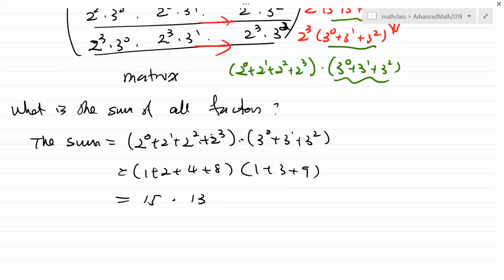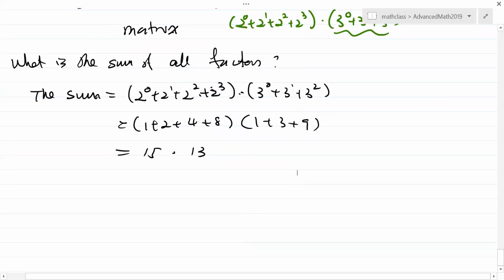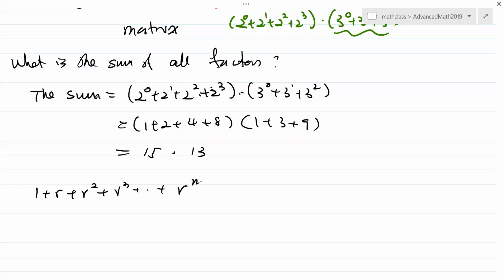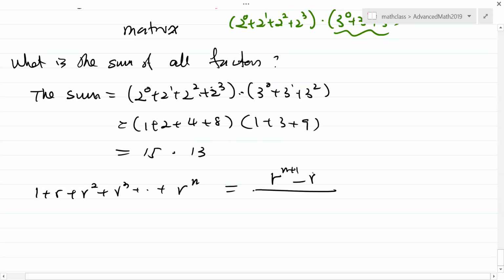If I have too many terms, how do I add them together? This comes to the problem of 1 plus r, r squared, r cubed, up to r to the nth power. It's called a geometric series, and the sum is going to be r to the n plus 1 minus 1, divided by r minus 1. So you can simplify for this.